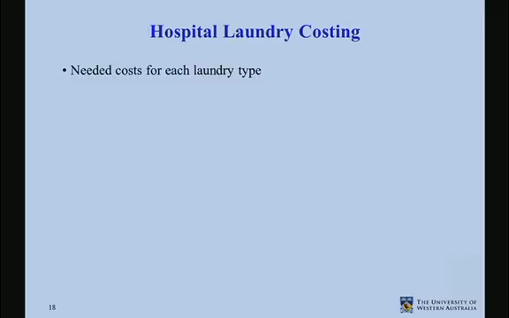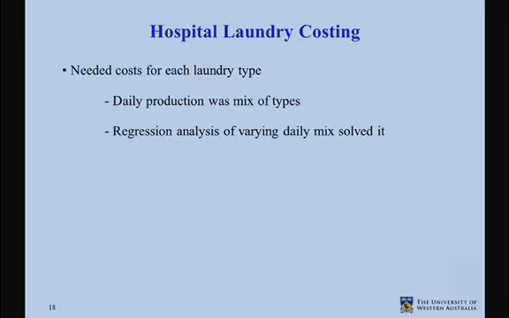And so it had to be able to give a price for each type based on cost. But how did you actually cost it? Because they put a mix of laundry through every day, and yet you wanted to charge individual items. You knew what it cost to run the laundry for a day, but that didn't really tell you how much it cost to run each individual item. And it actually turns out, given that the daily production is a mix of types, so long as that mix varies from day to day, it's not difficult to build up a regression model and actually work out the unit price on each item. So to work out an appropriate amount to charge for sheets, an appropriate amount to charge for nurses' uniforms and so forth.